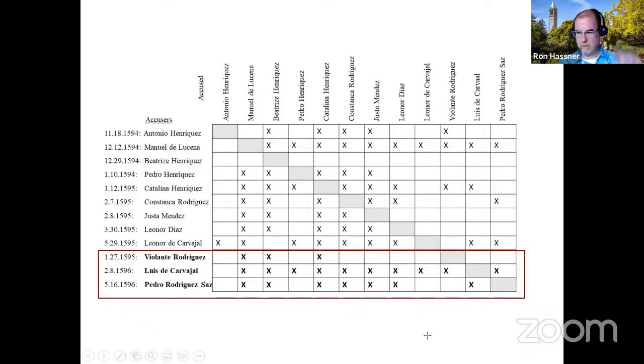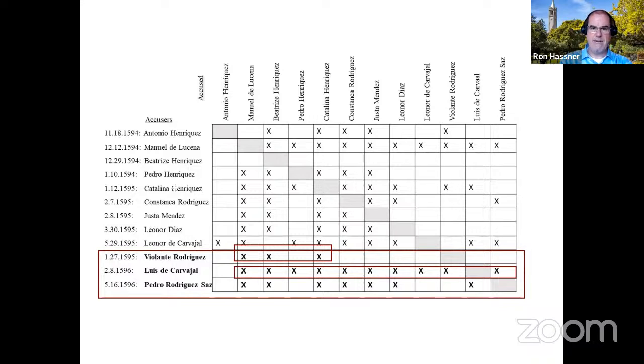And you immediately notice as you look down the chronological list that the people who are tortured last. Torture happens at the end of a series of trials. Again, because it's not designed to reveal new information, it's designed to summarize a trial and confirm information. And you'll also notice that the people who they testify against, so Violante testifies here against Manuel, and here she testifies against Beatriz Enriquez, and here she testifies against Catalina Enriquez. But these are all people who have already spoken to the court. There's nothing new here. And similarly, Luis de Carvajal, who's tortured towards the very, very end, he accuses all these people, but these are all people who have already appeared.